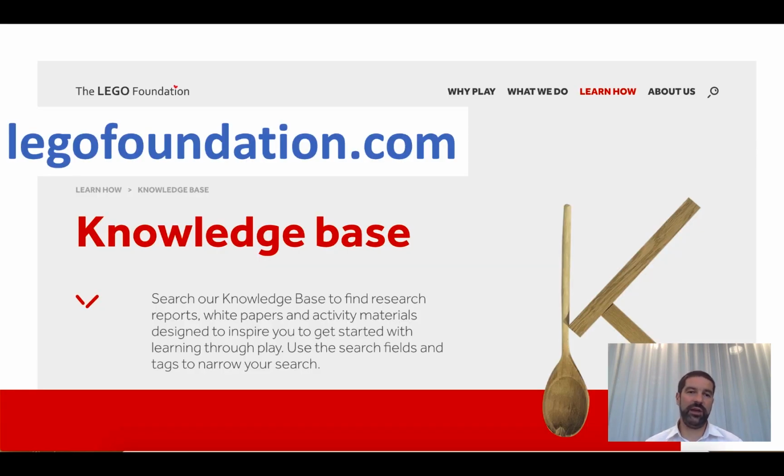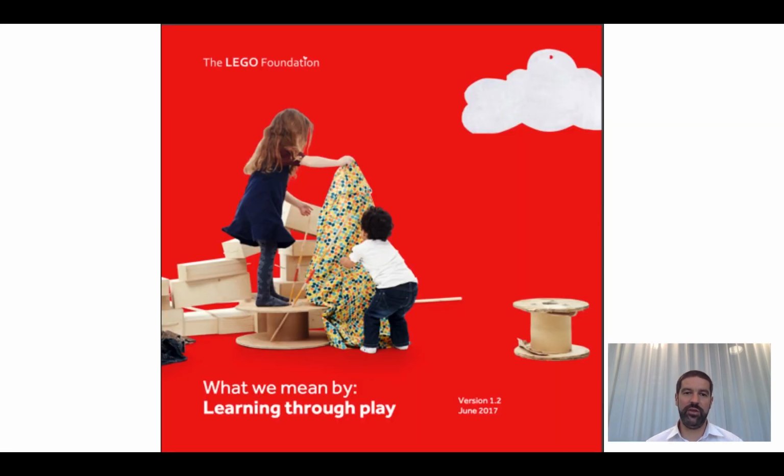I also wanted to point out the LEGO Foundation knowledge base, and although there's nothing specifically in here about computer games in the classroom, one of the things that they do really, really well is they talk about what we mean by learning through play. And of course, if we can understand what we mean by learning through play, that will help us in our own mind perhaps select better games to be using with our students in formal learning environments.